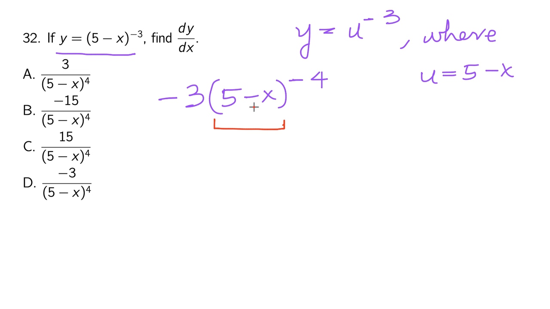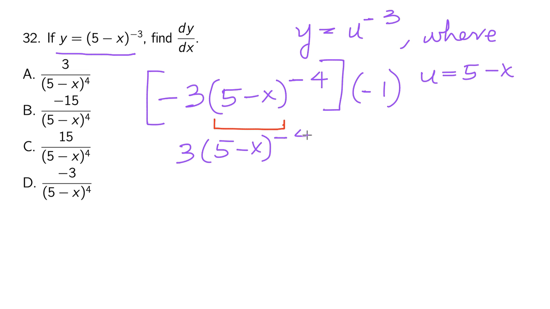And when we differentiate this, what do we get? 5 minus x, the derivative of that is minus 1. So this whole thing times minus 1. And when we multiply by minus 1, what do we get? We get 3 times 5 minus x all to the power minus 4. And that is the same as 3 over 5 minus x to the power 4. So that gives us A. All right.